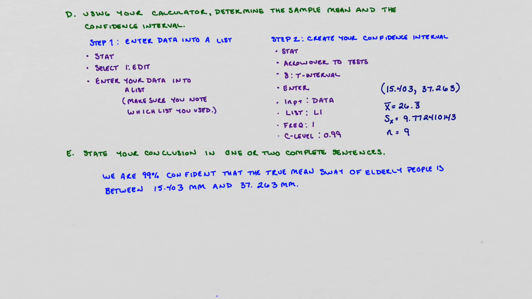So in our situation, we would say something along the lines of, we are 99% confident that the true mean sway of elderly people is between 15.403 millimeters and 37.263 millimeters. So again, note that I have stated my confidence level. I'm also calling out that we are looking at the true mean, or you could have said population mean here. I'm noting that we are talking about the sway of elderly people, and I'm also including my lower bound and my upper bound, plus the units of measurement that go along with those numerical values.